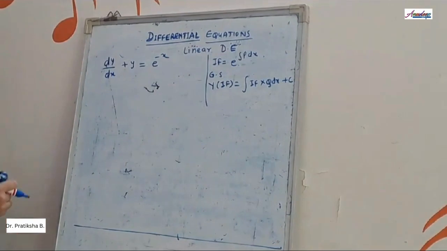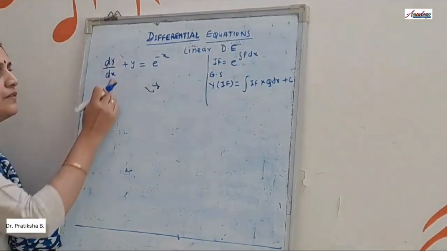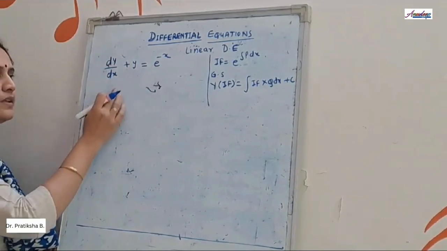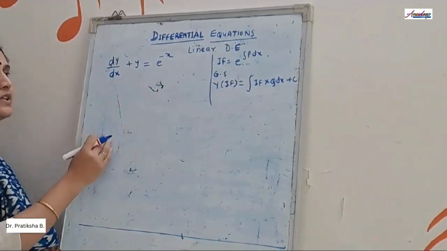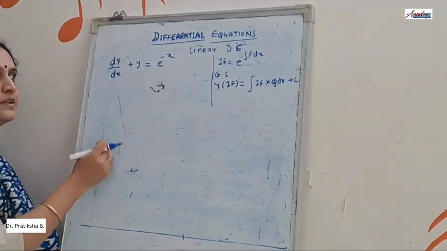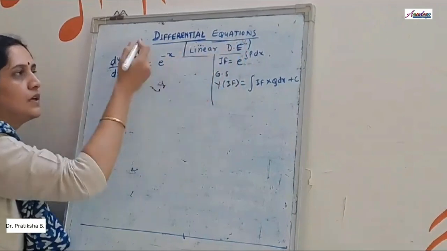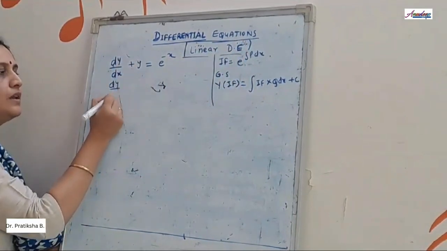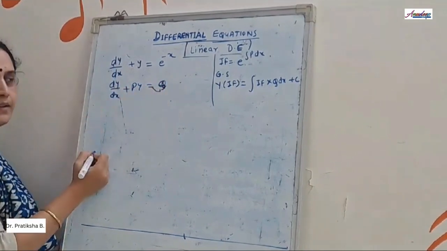Let us solve the next problem. Here, as you can see, the problem is to find the solution for dy by dx plus y is equal to e raised to minus x. So, in this differential equation, what we observe is that this is of the linear differential form. The standard form of linear is dy by dx plus py is equal to q, right?